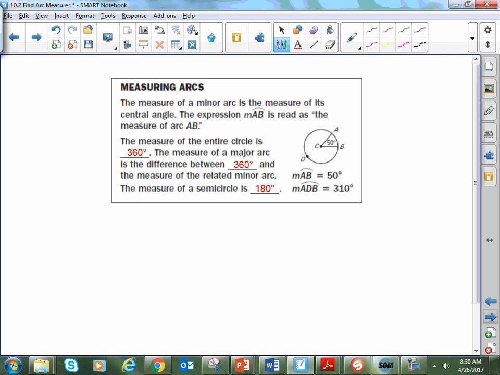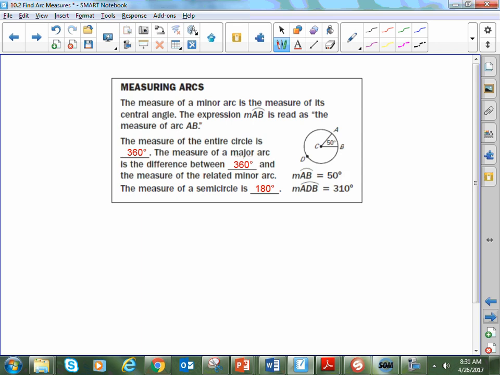So one of the key principles about a central angle is that the central angle and the measure of its intercepted arc will be the same. So for instance, we have a central angle in this diagram. Central angle ACB is 50 degrees. Therefore, the measurement of its intercepted arc AB would also be 50 degrees.